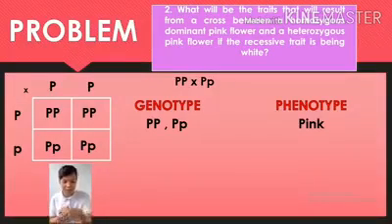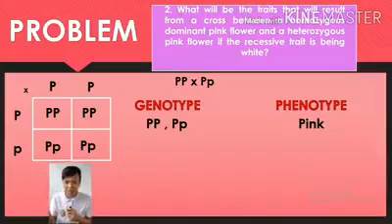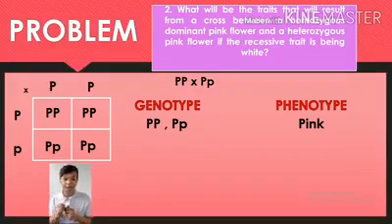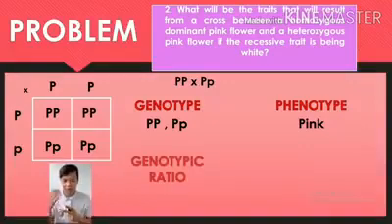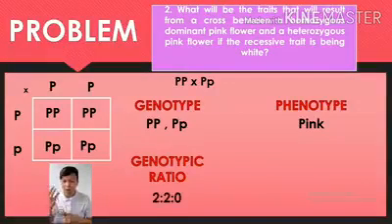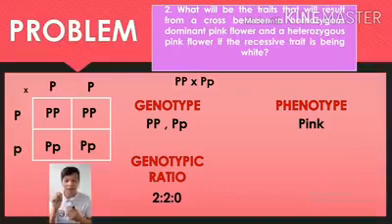Therefore, ang ating phenotype ay pink lang. Kasi yung dalawang capital letter P na homozygous dominant, ang characteristic niya, pink. Yung heterozygous, may isa siyang dominant allele, therefore, mako-cover up niya yung recessive allele, kaya pink pa rin siya. So, our phenotype is having a pink flower. For our genotypic ratio, of course, we have 2:2:0. Kasi meron tayong dalawang homozygous dominant, dalawang heterozygous, wala naman tayong homozygous recessive.